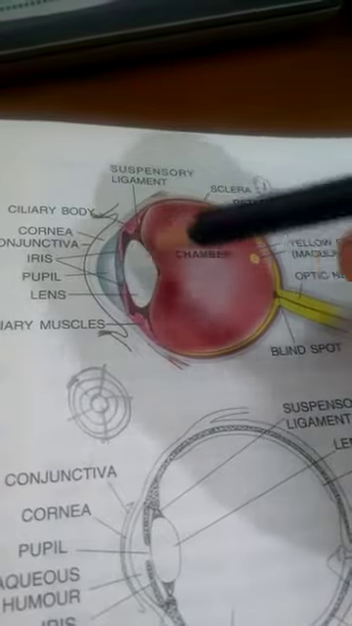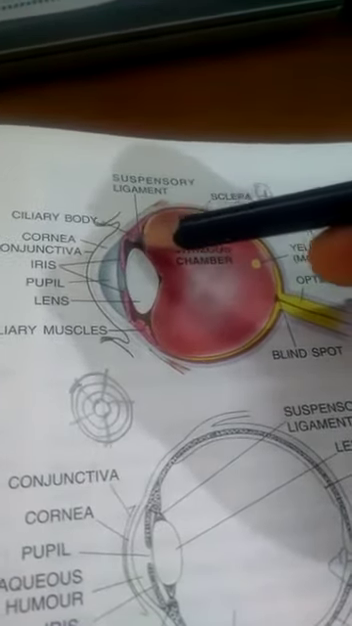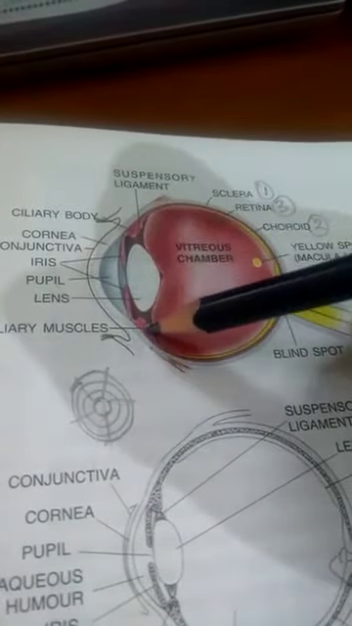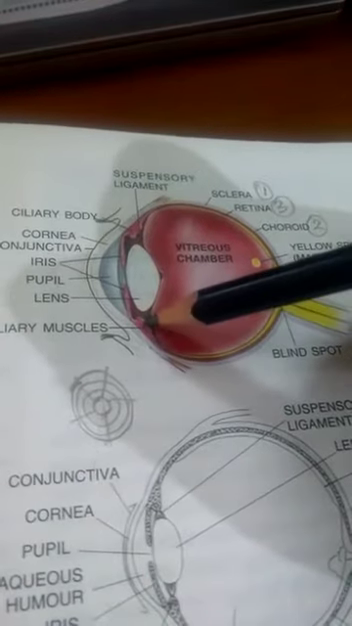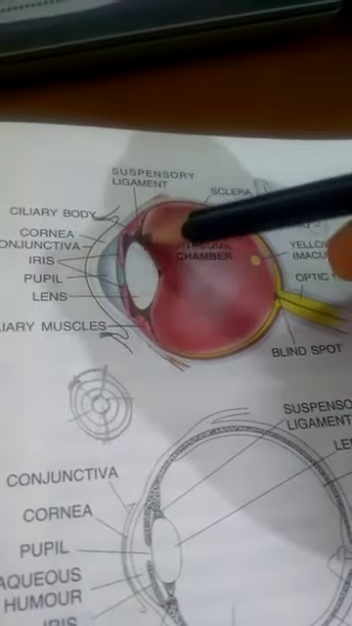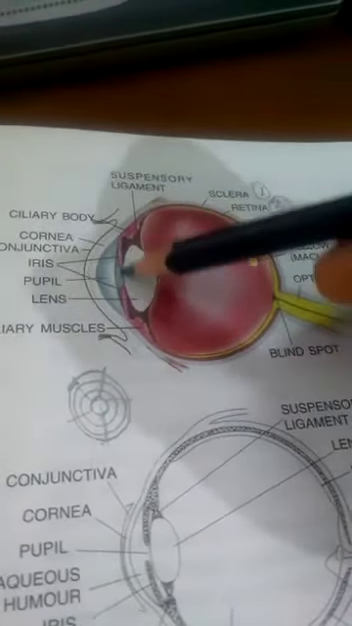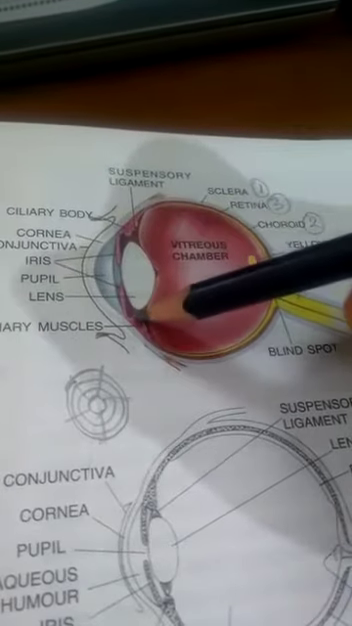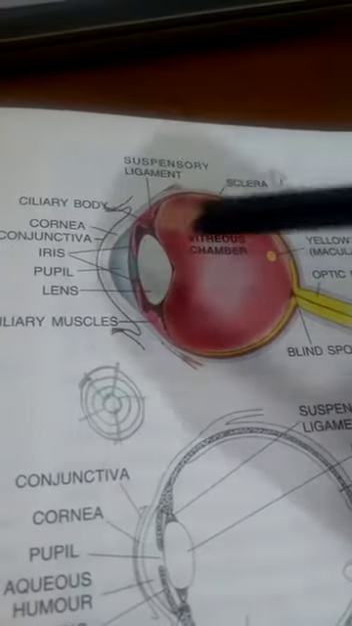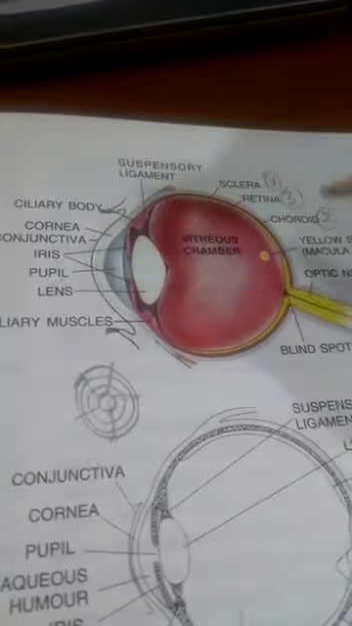Now how is this lens fixed in its position? This choroid layer has here the ciliary body. One ciliary body is here, and one ciliary body is here. From here the ciliary ligaments are coming out, which are also called suspensory ligaments. These suspensory ligaments hold the lens in its position. So this iris, pupil, lens, all are the part of choroid.